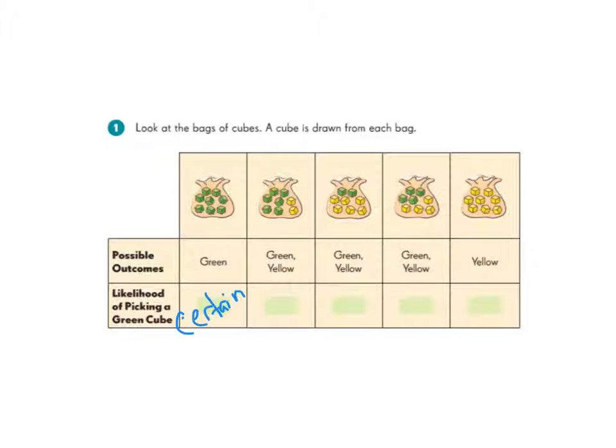What is the likelihood of picking a green cube from this bag where we have some green and some yellow? The likelihood of picking a green cube is more likely than picking a yellow cube. The next one, here is the bag with the cubes. We have yellow and green. What is the likelihood of picking a green cube? It is less likely to pick a green cube than a yellow cube.